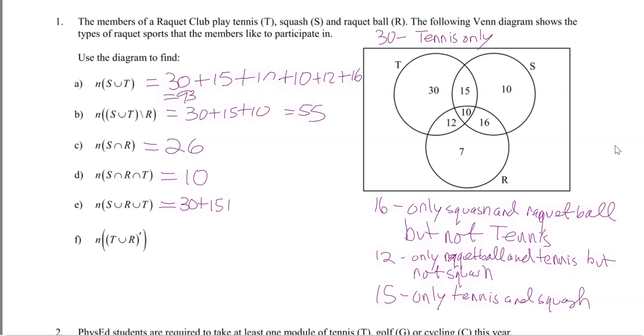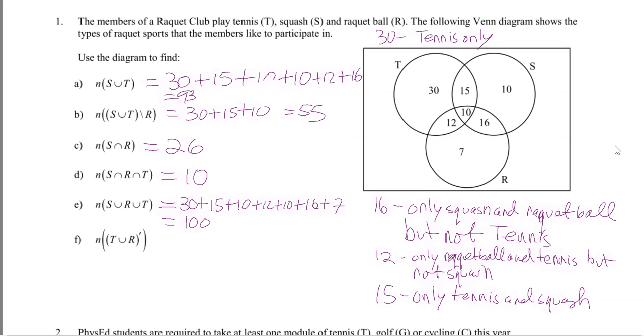So 30 plus 15 plus 10 plus 12 plus 10 plus 16 plus 7, right? Which is just actually 7 more than this. Because what is the 7? How would you describe the 7? Yeah, only the people who only play racquetball. So we know there's nobody outside of that. If you're going to join racquetball, probably you're going to play one of the sports.